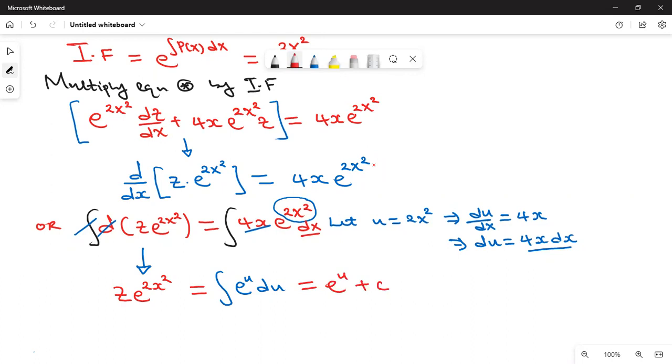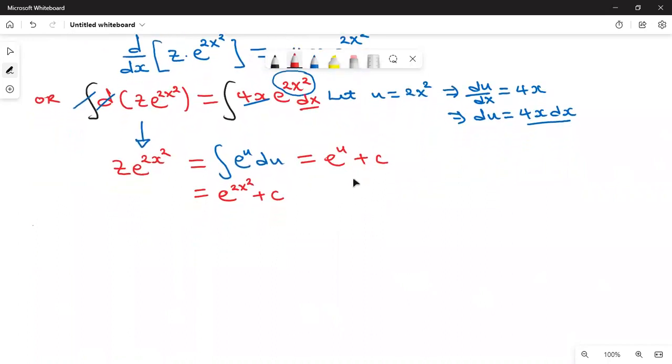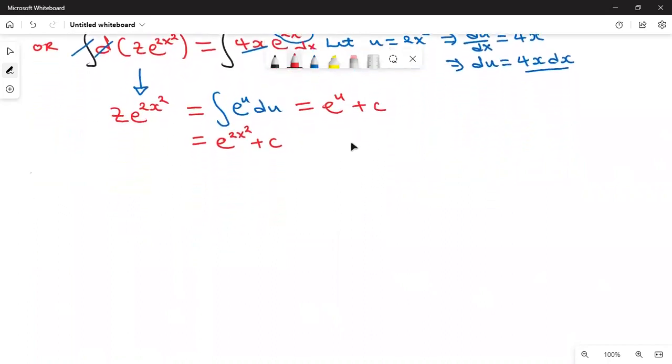But you have to replace u. So when you replace u, that is exponential 2x squared plus a constant c. Remember, the constant must be added at the final solution. So when you make z the subject, what do you get? You get z is equal to 1, we are dividing by that exponential function, then plus c times exponential negative 2x squared.